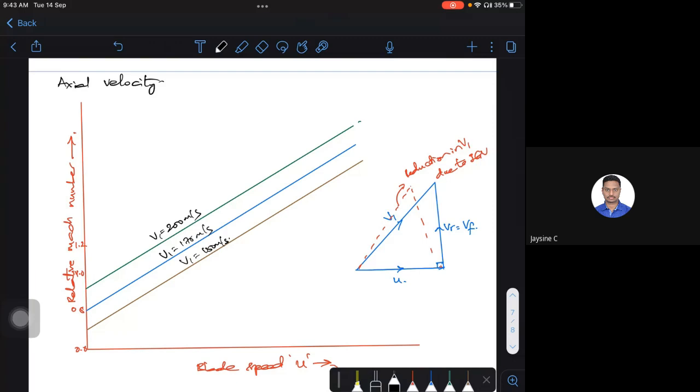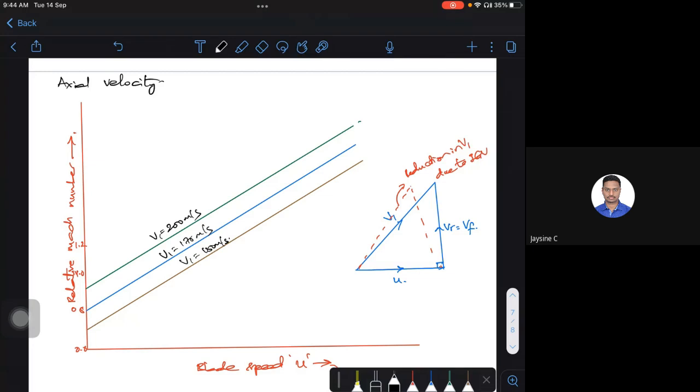This may be at some atmospheric temperature. So here, if I set VW1 equal to 0, I'm going to get that triangle, maybe with the dark color. So if the IGV is brought in, there is no whirl. See, there is a little bit of whirl component added to it actually.